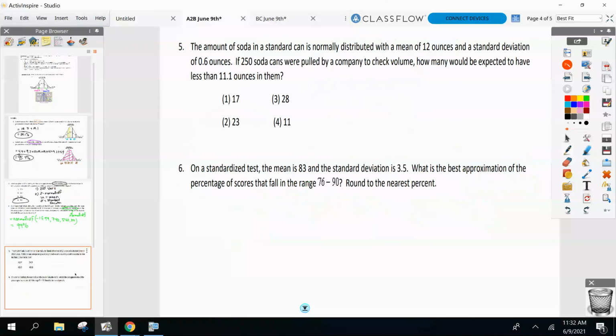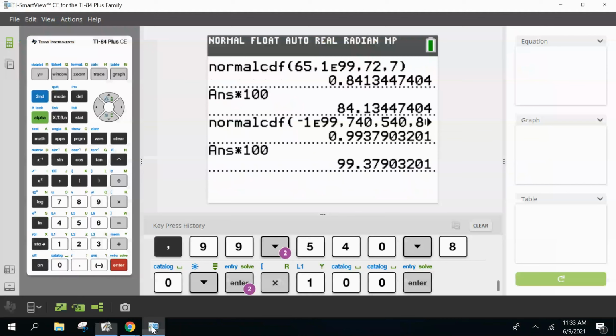The amount of soda in a can, oh, there it is, normally distributed. Normal CDF. I'm going to keep writing it, you don't have to. Mean of 12. 250 soda cans were pulled. How many would you expect to be less than 11.1? All right, everyone see our range? Less than 11.1. All right, let's do it.